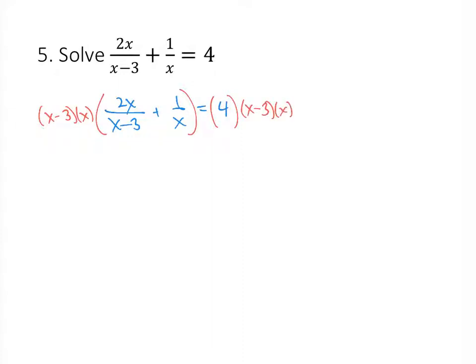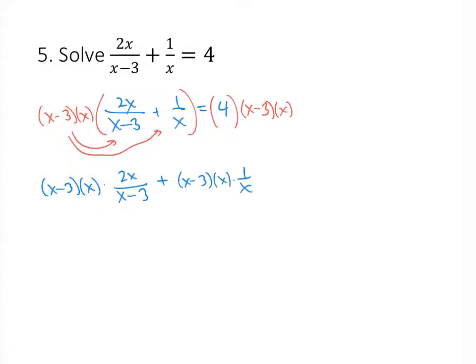Now on the left-hand side, I have to make sure to distribute. Don't just start crossing stuff out. Do your distribution first. So we end up with x minus 3 times x times the fraction 2x divided by x minus 3, and then plus x minus 3 times the fraction of 1 over x. This x minus 3 is going to divide out with that x minus 3. This x divides out with that x.